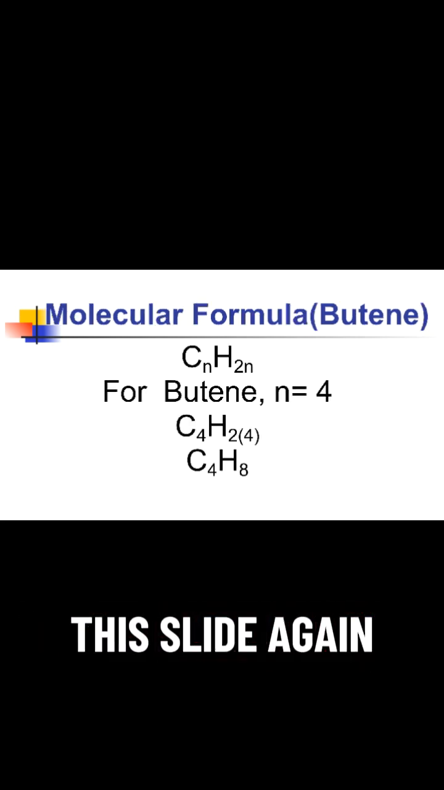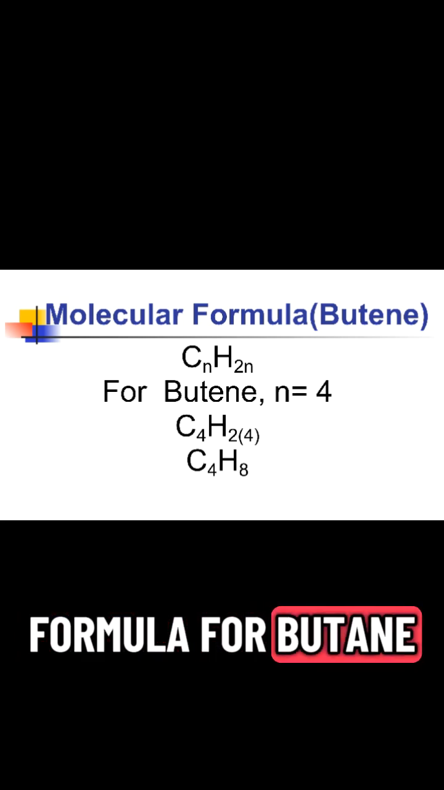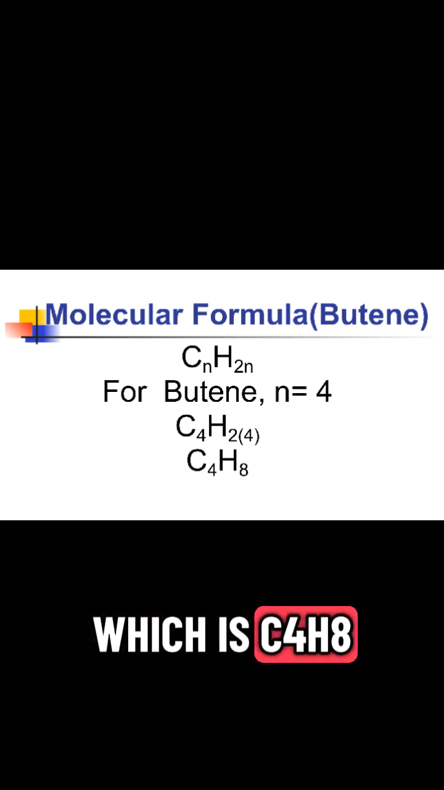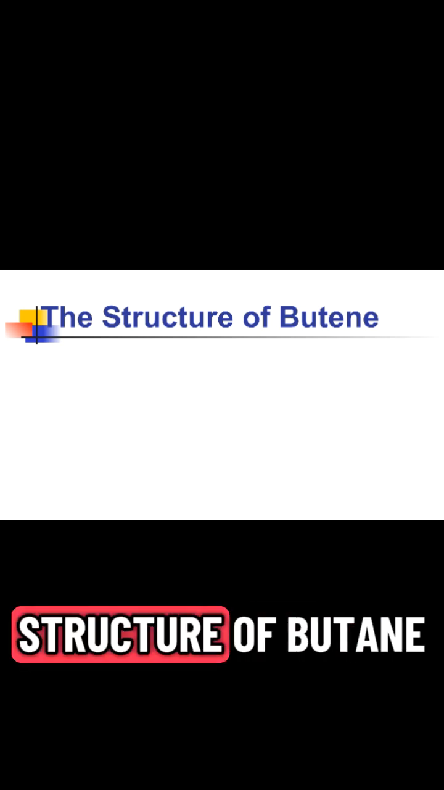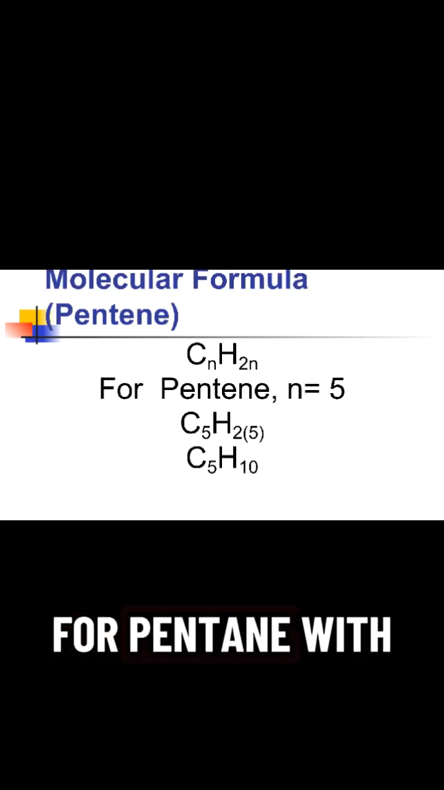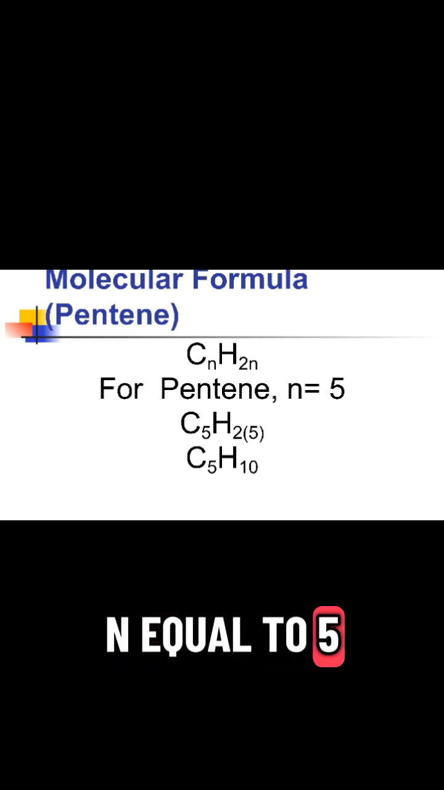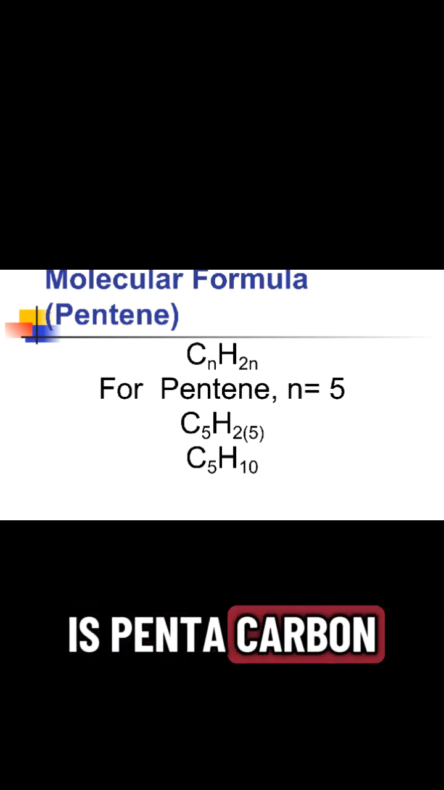This slide again shows the molecular formula for butene, which is C4H8. This is the structure of butene. For pentene, with n equal to 5, the molecular formula is C5H10.